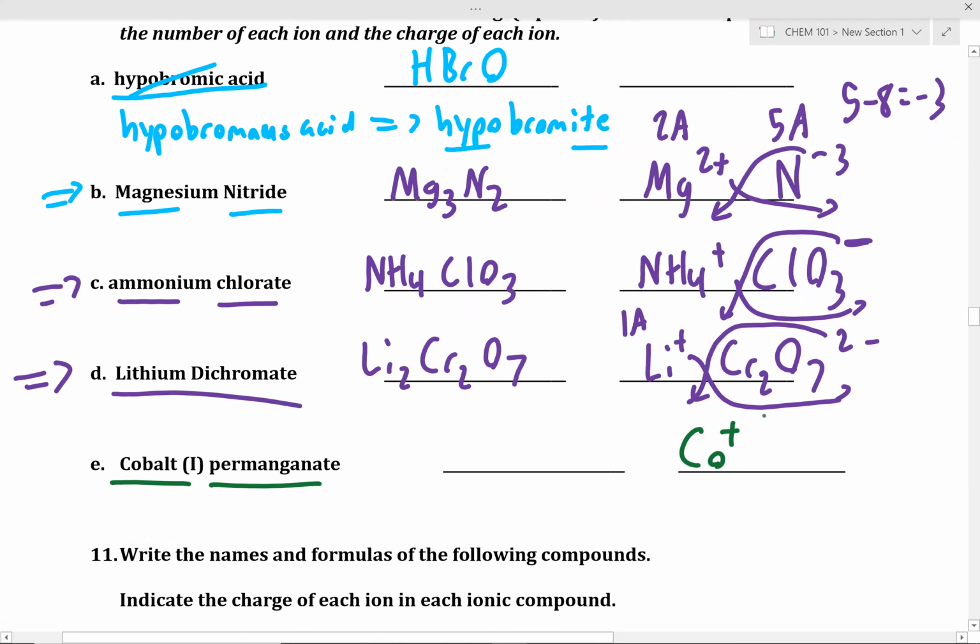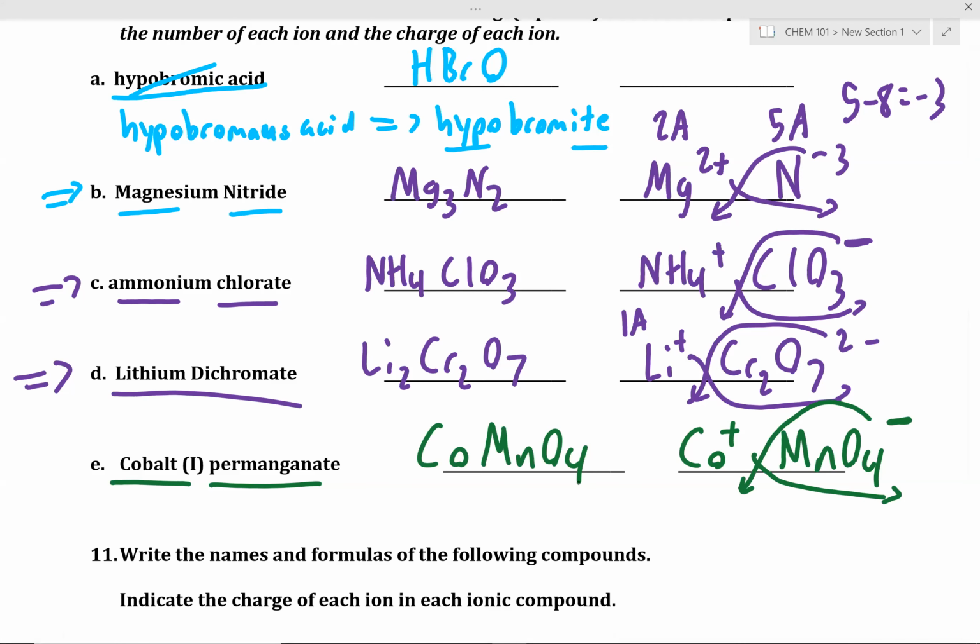Permanganate. What's the formula of permanganate? MnO4, and then what's the charge? Minus 1, yep. Super common in redox titrations. Permanganate ion is a relatively strong oxidizing agent. So let's cross our charges into the subscripts, and that gives us CoMnO4. So you really want to brush up on your polyatomic ions, especially the more common ones. All the polyatomic ions in the table, I would expect you to know on the exam.